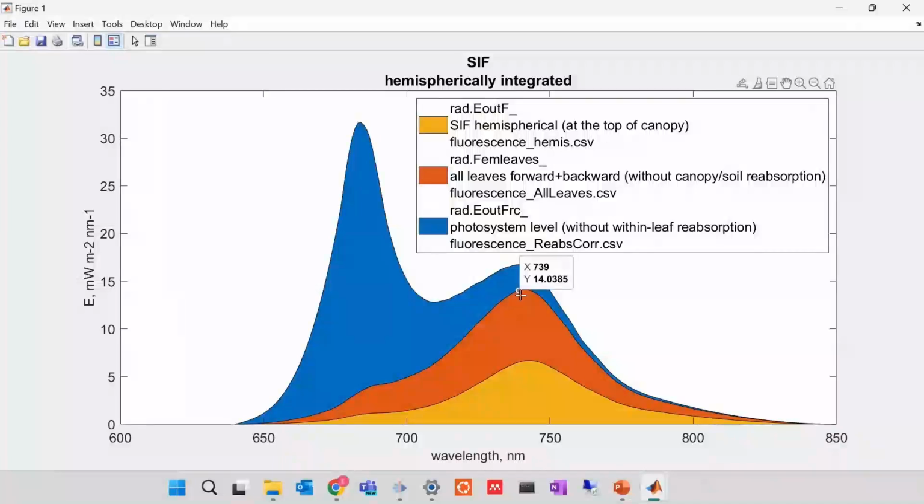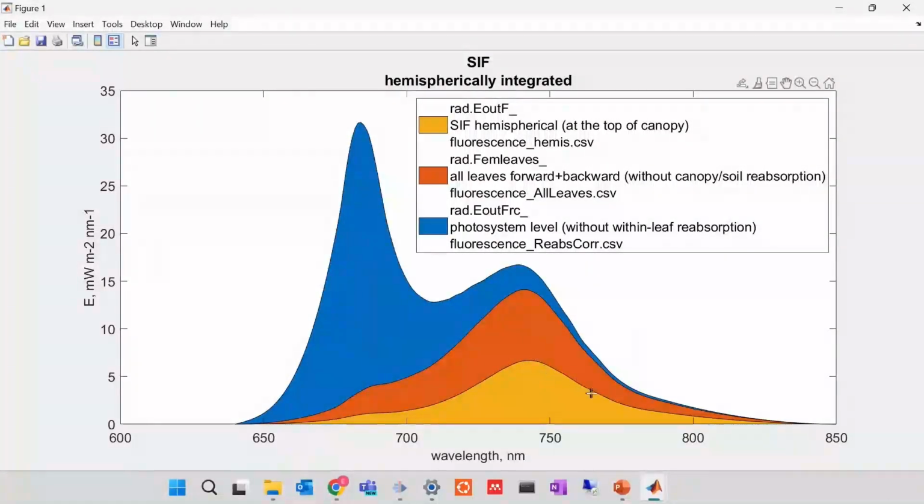And again, fluorescence emitted backwards has to also undergo some scattering and reabsorption. And as a result, what we would measure at the top of the canopy is fluorescence hemispherically integrated, rad E out F. So only this portion is making it through the canopy, through other leaves. So you see the red portion of light is absorbed almost totally, and that's why we see far red peak at the top of the canopy as the maximum.